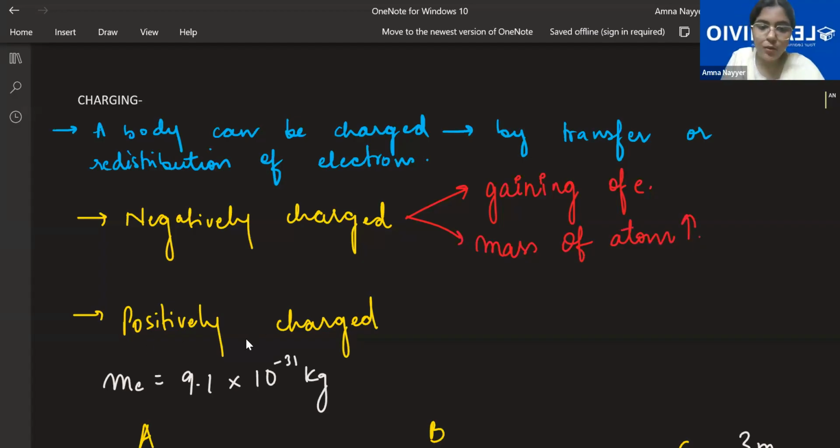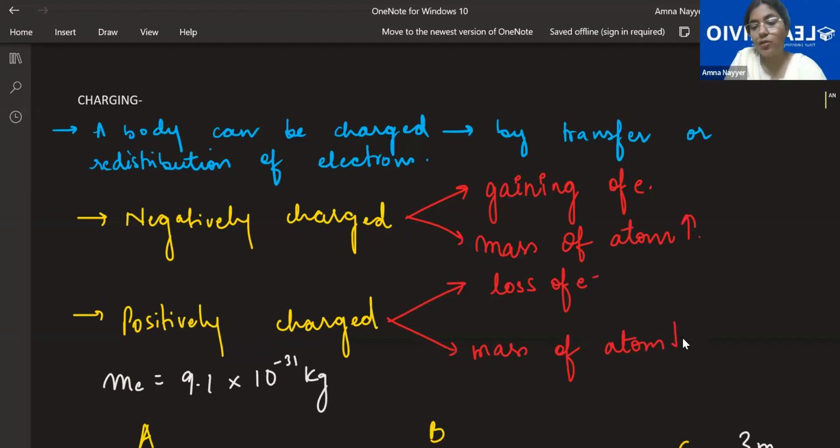Now you have a positively charged body. A positively charged body is formed by loss of electrons, and the mass of the atom decreases. Now tell me, is this part clear? Anisa? Yes, ma'am. Okay. Now, see, there are 3 methods of charging.